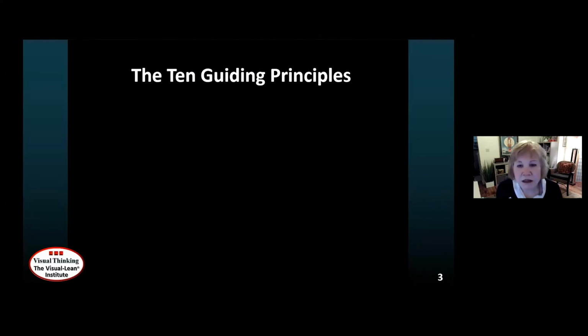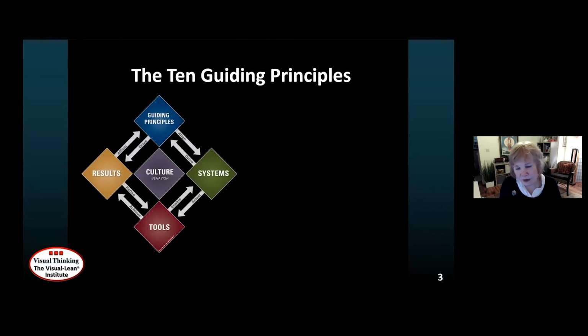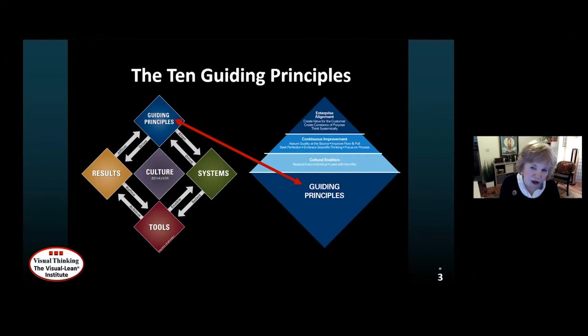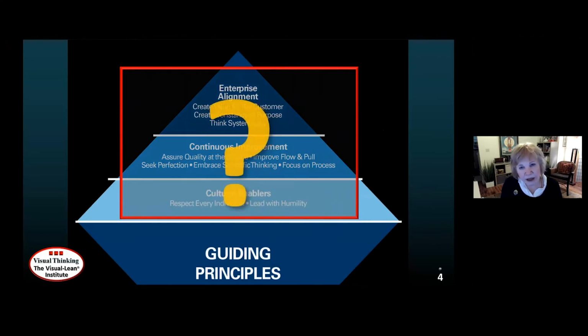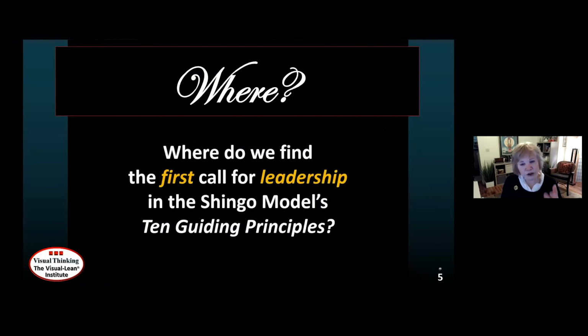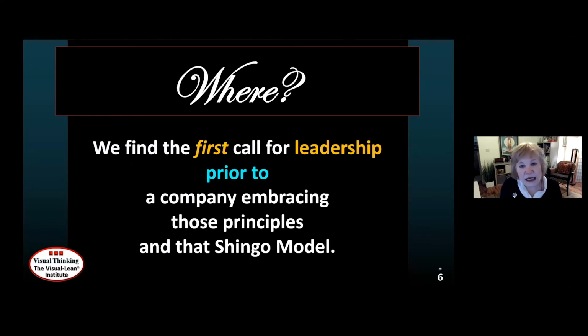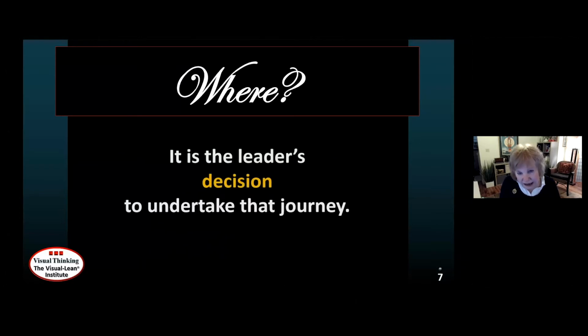When Mary asked me to do this presentation, I went to the 10 guiding principles to see where leadership is mentioned. When I began to examine those, I noticed that it wasn't mentioned per se as a guiding principle. There wasn't something exactly about leadership, although there are conditions of leadership mentioned. When I thought about it, I realized that the place where we first find the call to leadership in the Shingo model is just before we make that decision. It is the making of that decision that is the first demonstration of leadership required by the Shingo model, because it is a decision to undertake the journey, and that journey is a journey of transformation.